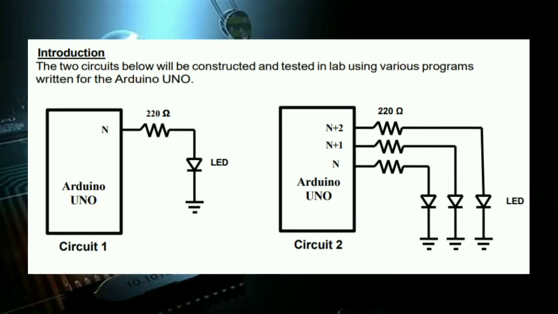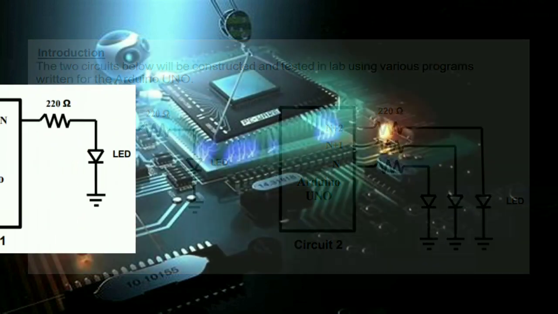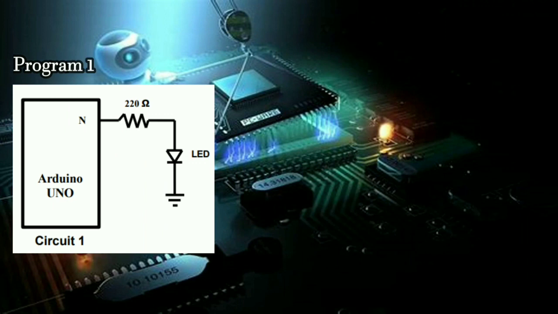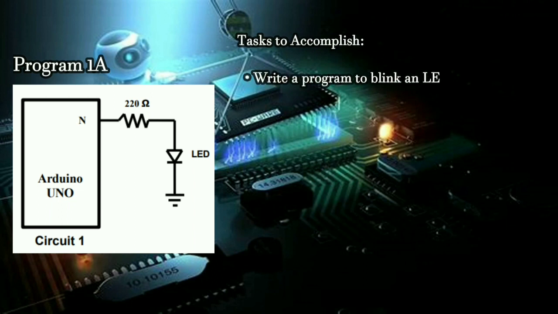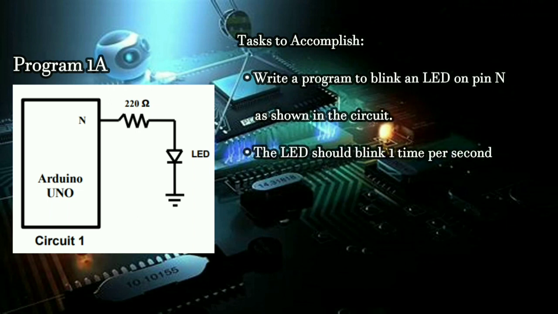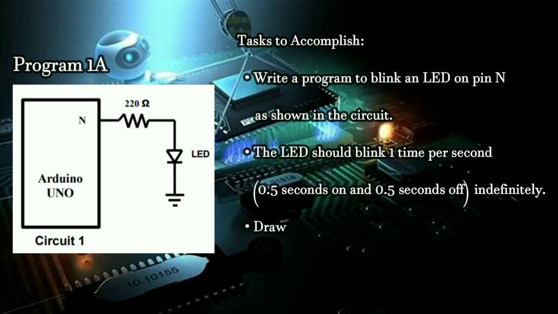As you can see on the screen, we have circuit 1 and circuit 2. We'll first do circuit 1. This circuit diagram involves an Arduino Uno, a 220 ohm resistor, and an LED connected to the ground. Our task for this program 1A is to write a program to blink an LED on pin N as shown in the circuit. The LED should blink 1 time per second, 0.5 seconds on and 0.5 seconds off indefinitely, which means it will just go on forever until we stop the simulation.